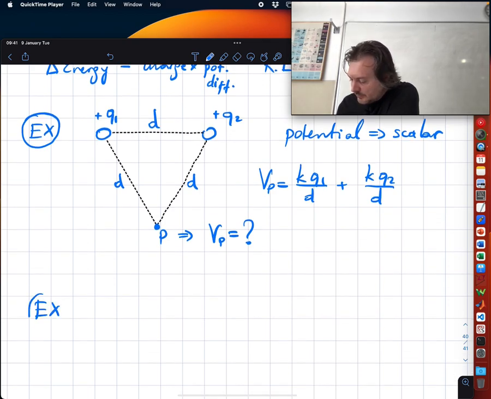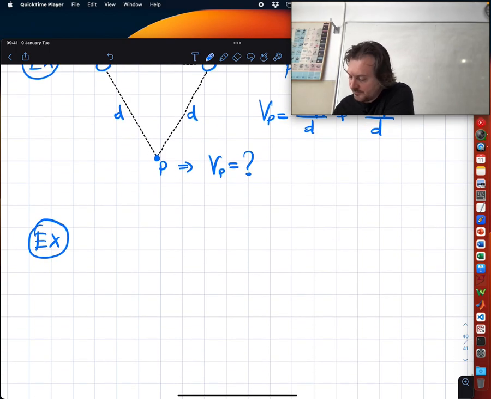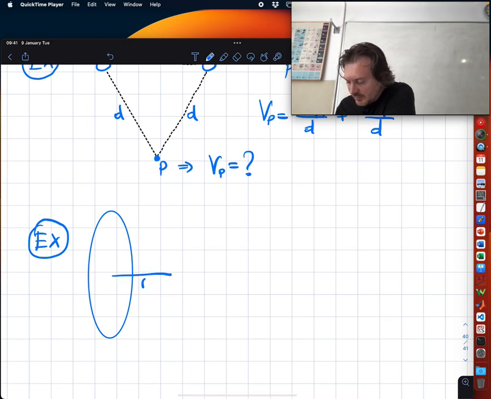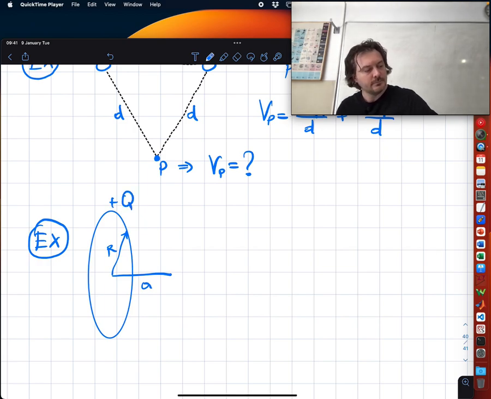So let's do it for a ring. So you have a ring. There's a distance r. The distance is a. The radius is r. And you have just plus q here. What is the potential at this point P?